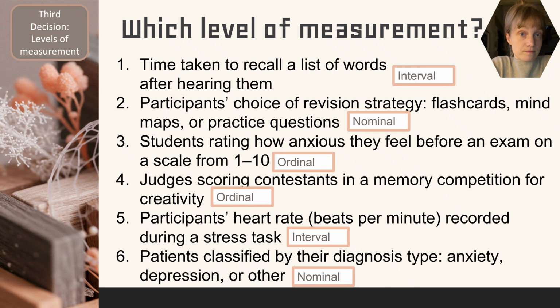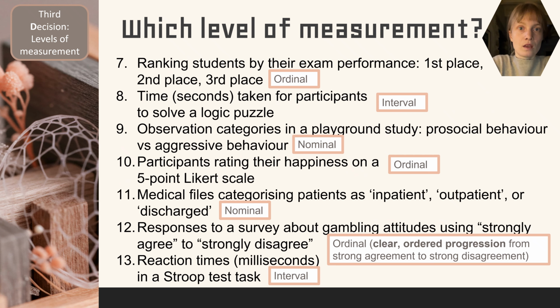Participants' heart rate. That's interval data, measured using physiological instruments, objective and equal units. And patients classified by diagnosis type. That's nominal data, simple categories. Ranking students by exam performance. That's ordinal data. This shows an order, first, second, third, but we don't know the size of the gap between ranks. Time taken to solve a logic puzzle. That's interval data. Again, time.